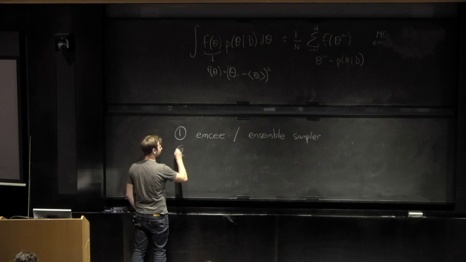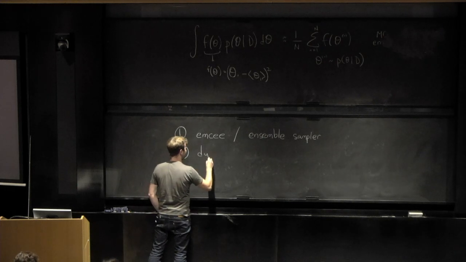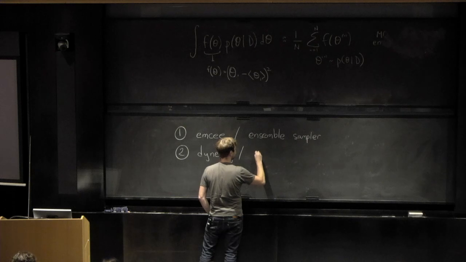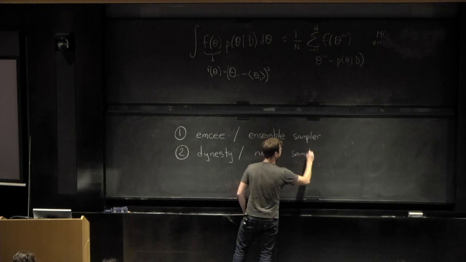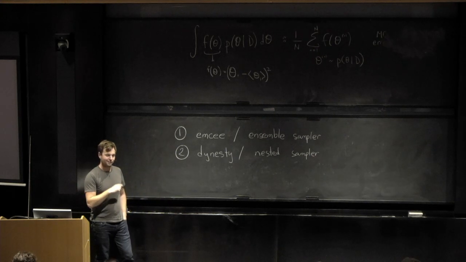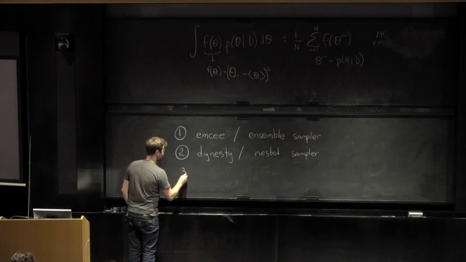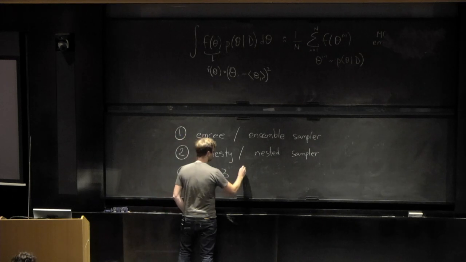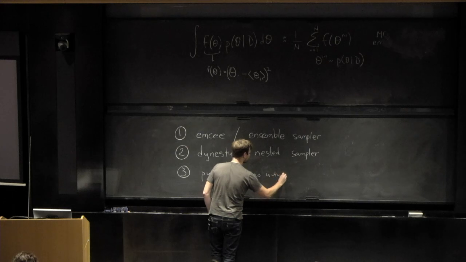So then the second one I wanted to talk about is kind of a new kid on the block, but it seems really awesome, and it's called Dynesty. And it implements something called nested sampling. And it is not an MCMC method, but it can be used for a lot of the same purposes. And I'll get to that in just a second. And then the last one I want to talk about is PyMC3. And it implements something called no U-turn sampling.